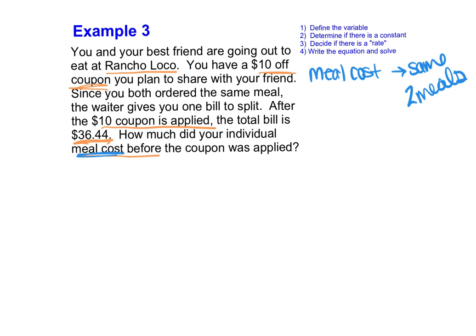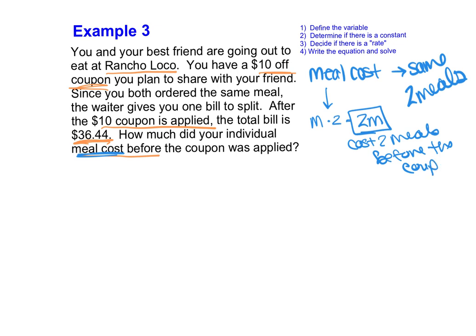So the cost of these meals is going to be your meal variable times 2. So I'm going to make my meal variable M because I don't know what the meal costs, but I know that it costs M, and I know that I have 2 of them, so I want to multiply them together, which you can write as 2M. So this right here is the cost of the 2 meals before the coupon is applied, okay?